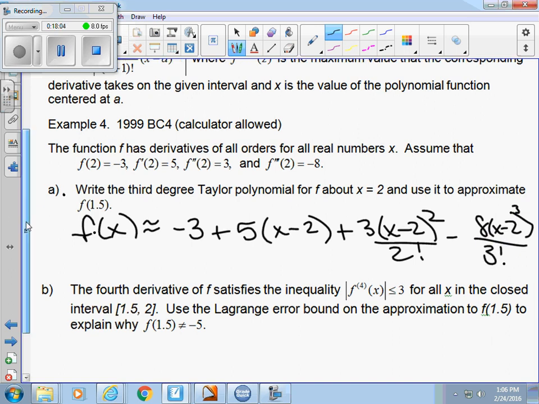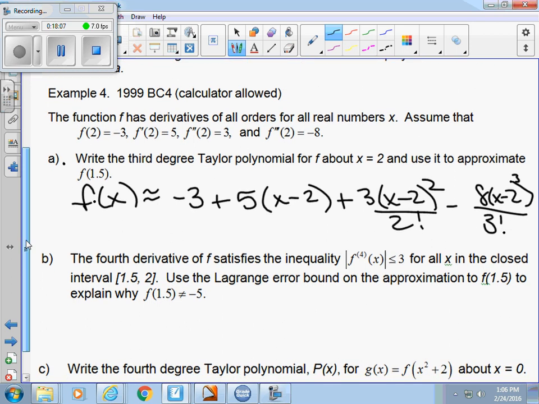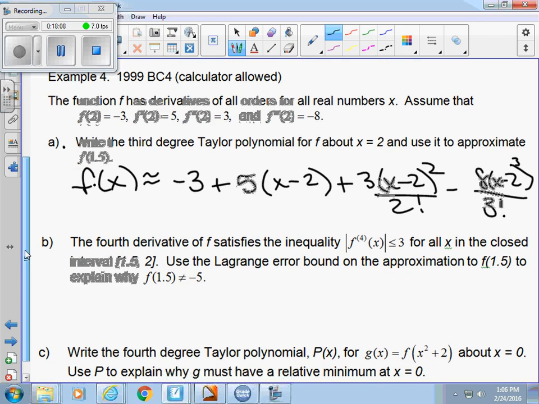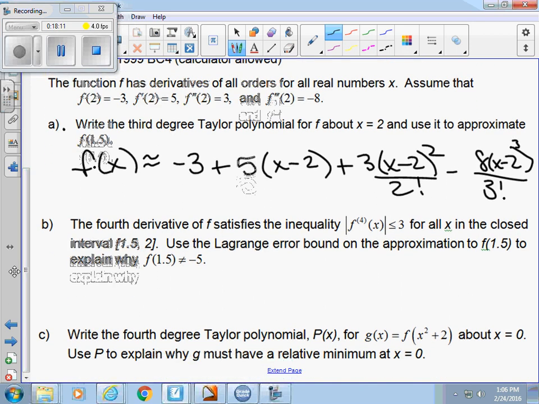That would be points on the AP exam, just knowing that. It says the fourth derivative of f satisfies the inequality. Oh, thank you. I'm glad y'all are paying attention. It is a calculator problem. What am I going to do? Plug it in. While we're doing this, let me show you what your calculator does, because it's just too cool not to.